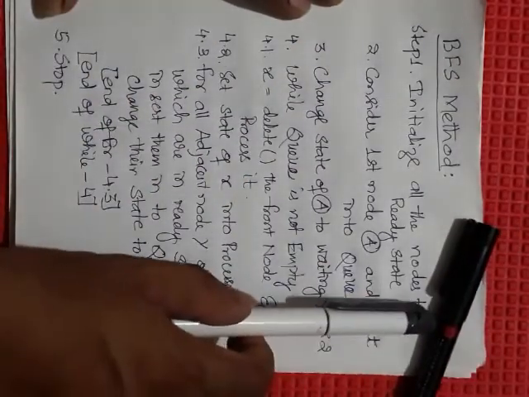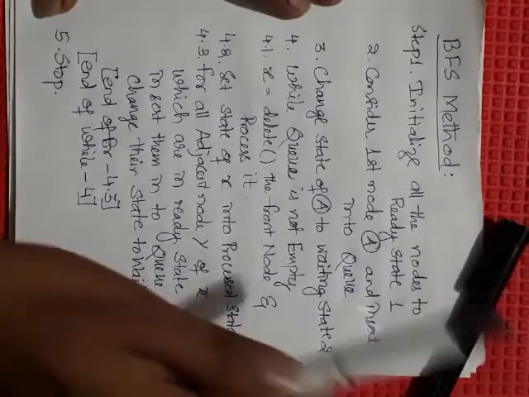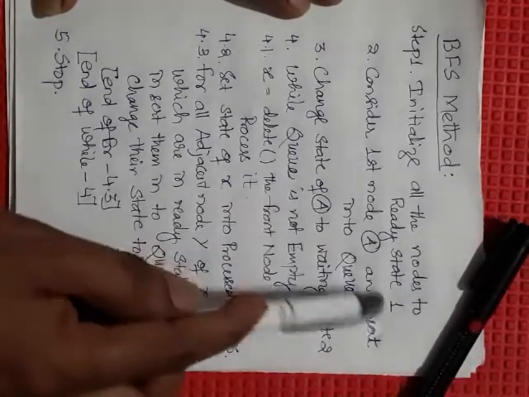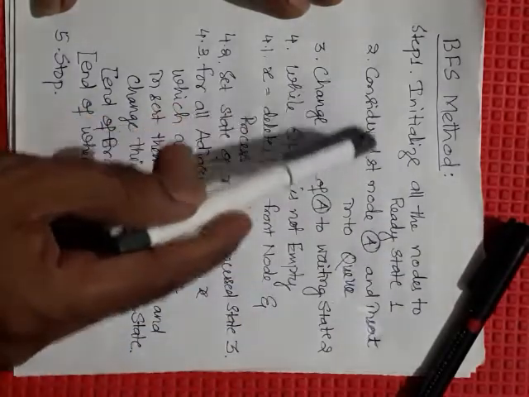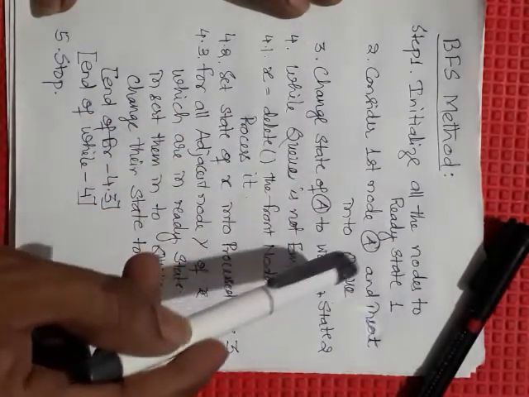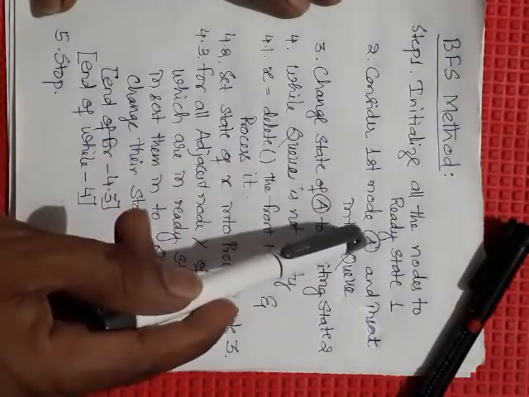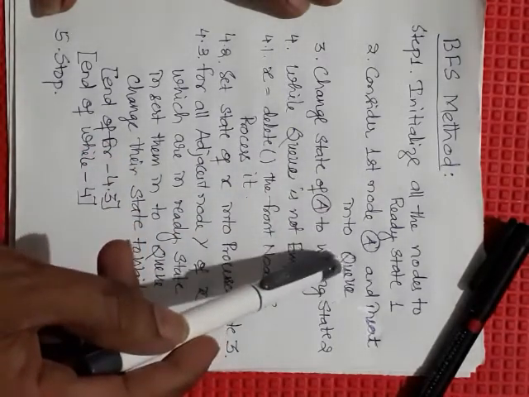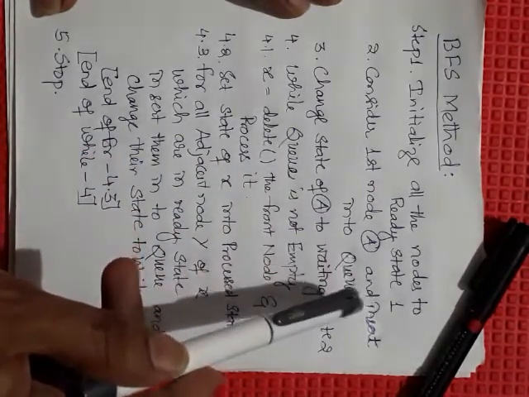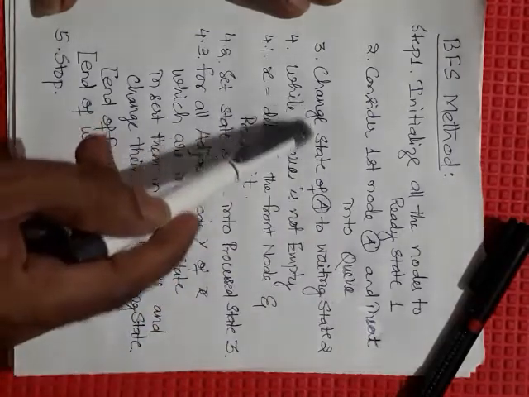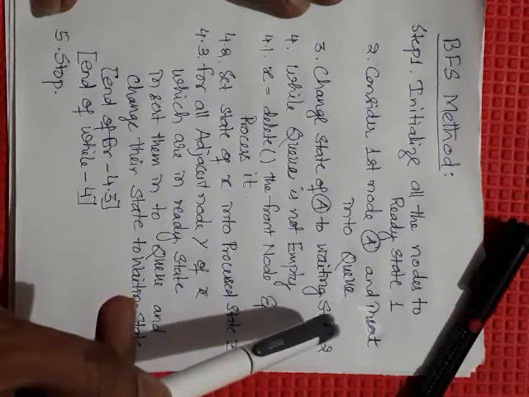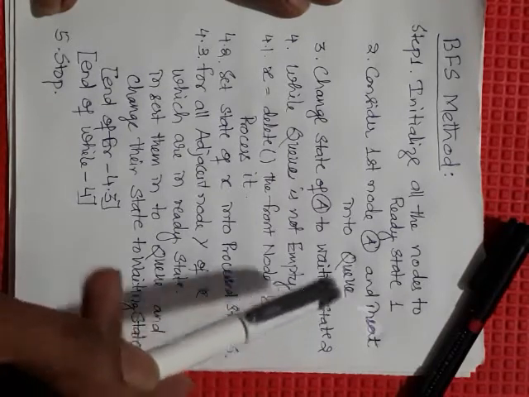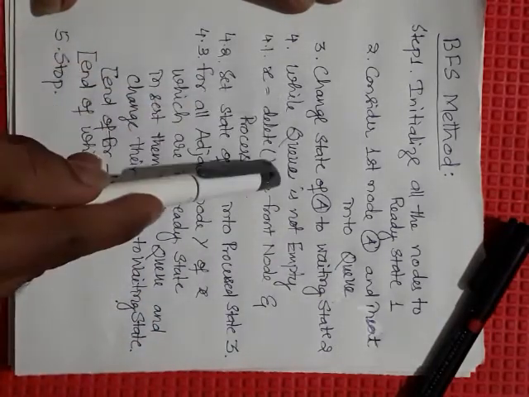Initially all the nodes are in ready state. Initialize all the nodes to ready state 1, that is the initial state. Then consider a node as the first node and insert it into the queue. So here I have considered the node A as the first node and inserted it. Because that node is inserted into the queue, change the state of that particular node to waiting state, because it will be waiting in the queue. After that we will start with the loop control: while queue is not empty.